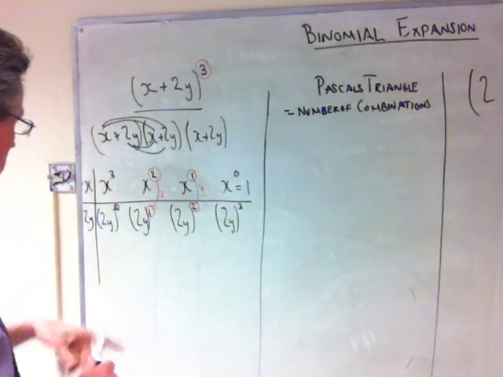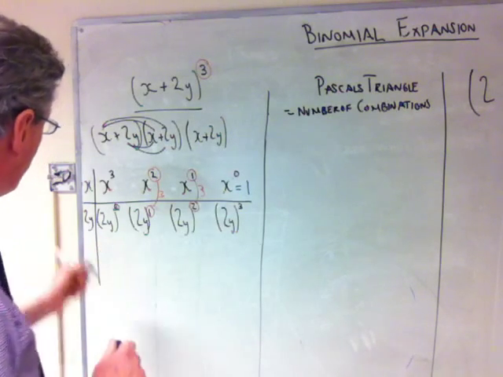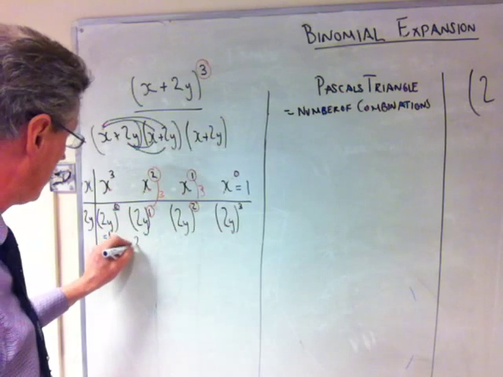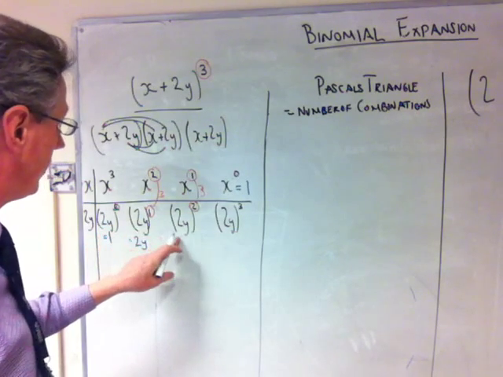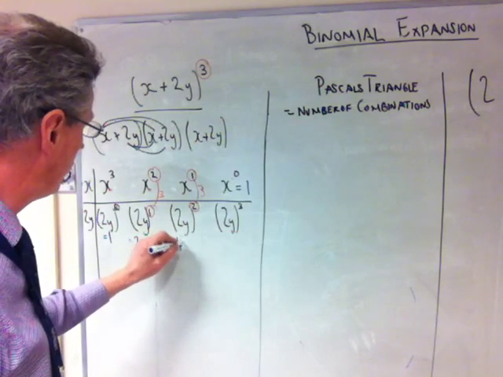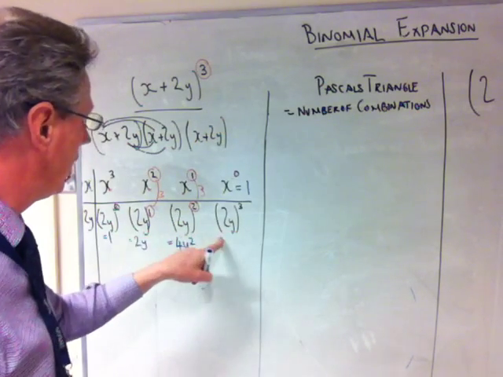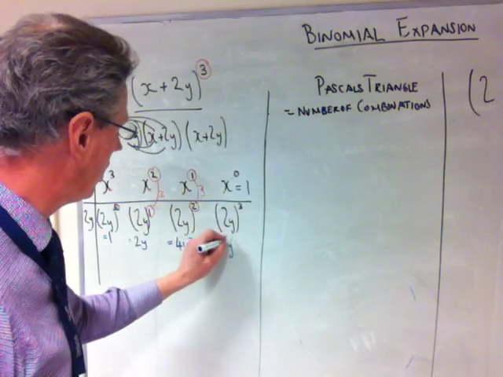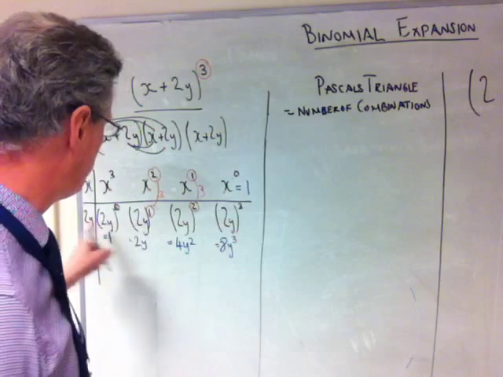Let's expand out also what we've got here. So 2y to the 0 equals 1. 2y to the power 1 is 2y. Then we've got 2y all squared, 4y squared; 2y cubed, we've got 8y cubed. So we've expanded all of those.